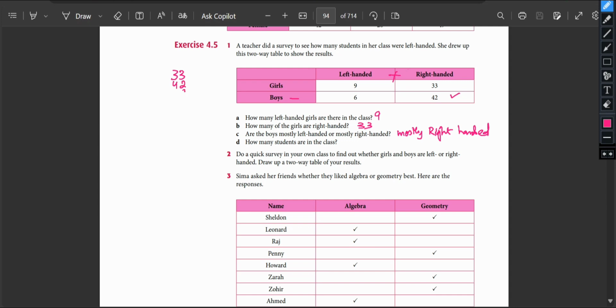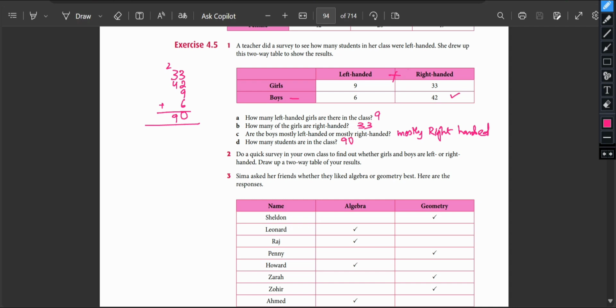33 plus 42, 9 plus 6, 5, and then that's going to be 5 plus 9 plus 6, that would be 22 here. 2, 3, 4, 9. So the total number of students in the class are 90.